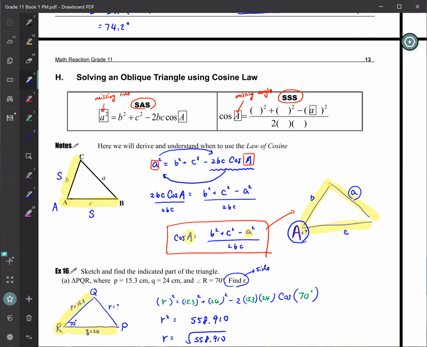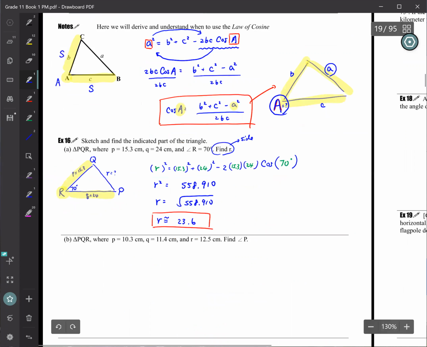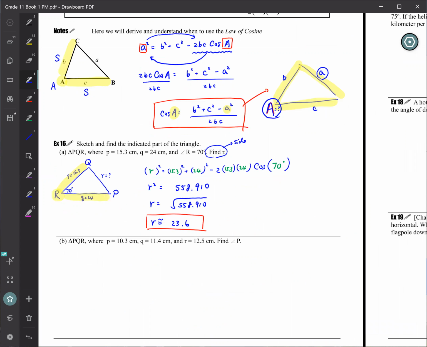All right, so let's try a question like that. They give you three sides. Here I use different letters, right? Angle PQR. They give you sides PQR, small p, small q, small r. You want to find angle P, right? This is the missing angle.